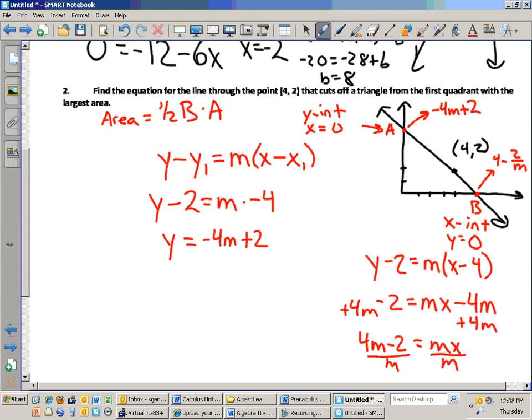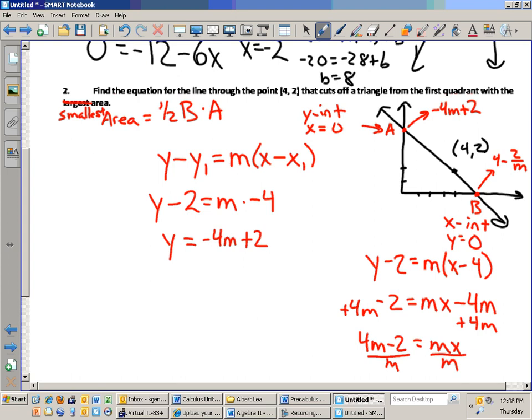Let's pause and reflect really quick. This problem, the line goes through 4, 2. I'm cutting off a triangle. I want to maximize, or cuts off the largest area. Oh, it should be smallest. It would be infinity. Yeah, you're right. So smallest area. Okay. Sorry. Wrote the problem wrong.